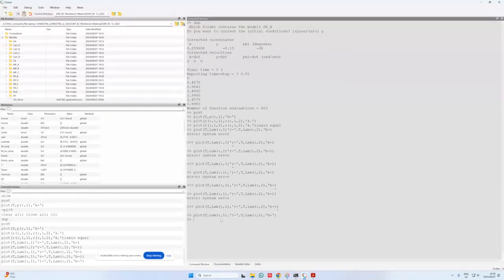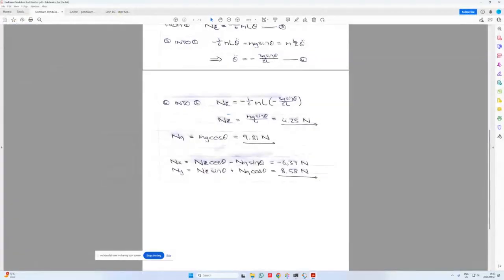If I perhaps don't want to use the graph to get the initial values, I can also simply type in LAM 1. So that gives me 6.37, and I can also type in LAM 12. So this is at the initial time step in the X and Y directions, the reaction forces, and I get minus 8.58. And this indeed correlates with what I got over here from my hand calcs.